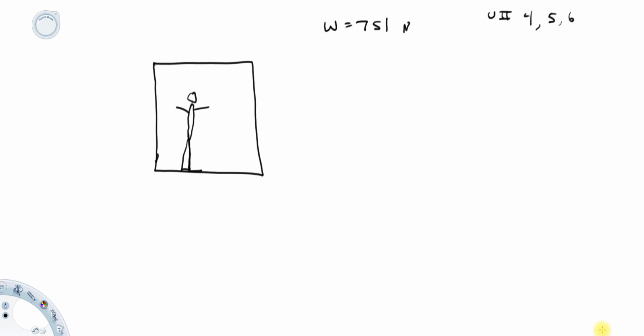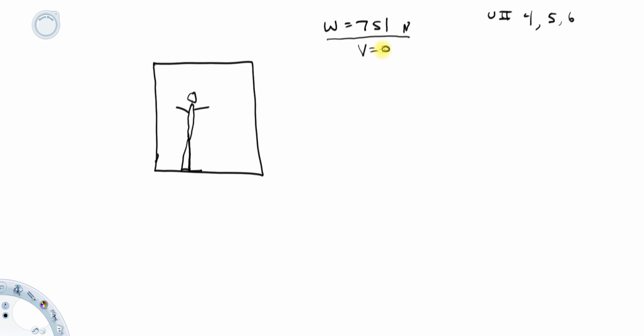I'm making this one to help you Physics 109 students out with numbers 4, 5, and 6 on your Unit 2 homework. So number 4 is about a person standing in an elevator, and the person is standing on a bathroom scale or some sort of scale that tells you the weight. So here's my super crude picture of that. And it says in the problem that the scale reads 751 newtons when the elevator is at rest. So that's important to realize that, right, the velocity is 0 and not changing.